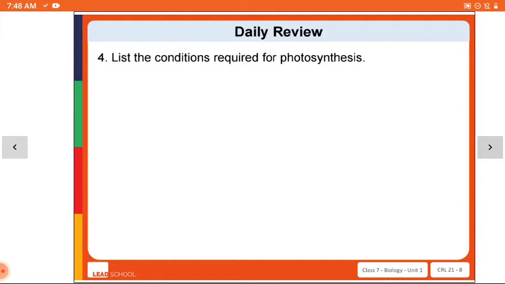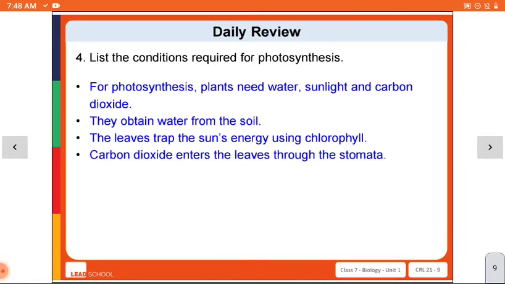So list the conditions required for photosynthesis. So plants need water, sunlight, and carbon dioxide. They obtain water from soil, and leaves trap sun energy using chlorophyll, and carbon dioxide enters leaves through the stomata. So students, that is the review of nutrition in plants.